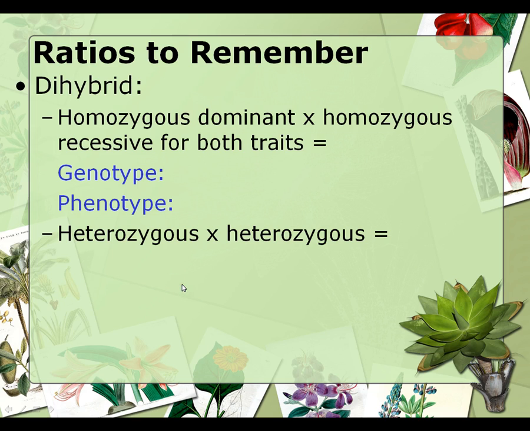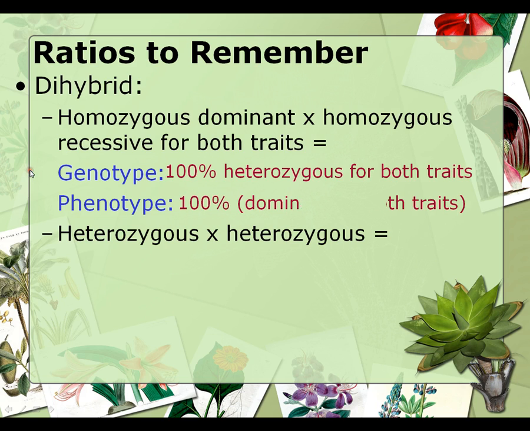Dihybrid. You won't see any of these ratios, but I know some of you can handle it, so here's a little extension. If you cross a homozygous dominant and a homozygous recessive for both traits, we know that 100% of the offspring will be heterozygous for both traits, meaning the phenotype, 100% of them will be dominant for both traits.